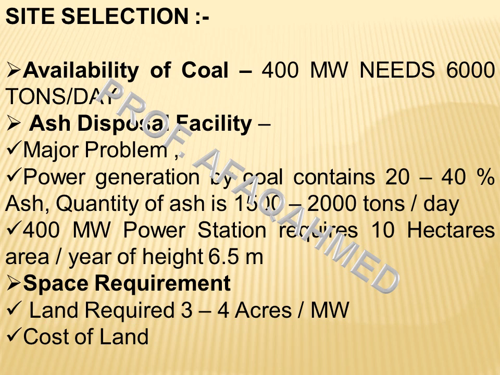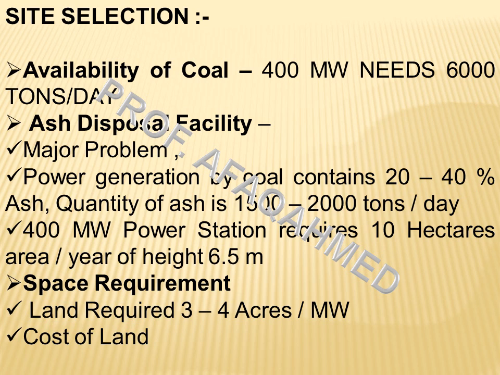Next is ash disposal facility. The ash removal problem has become more serious, particularly in India, because the coal used for power generation contains a large percentage of ash, that is 20 to 40%. The quantity of ash to be handled is large, around 1500 to 2000 tons per day.